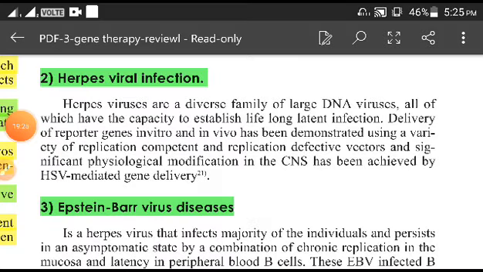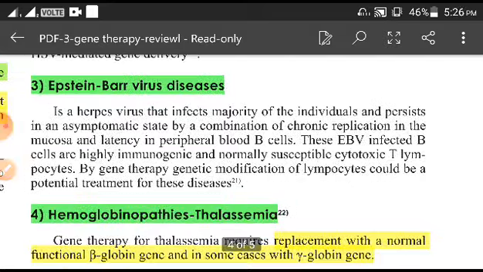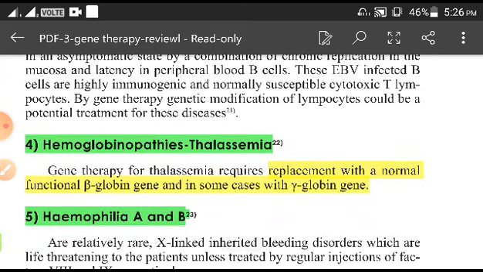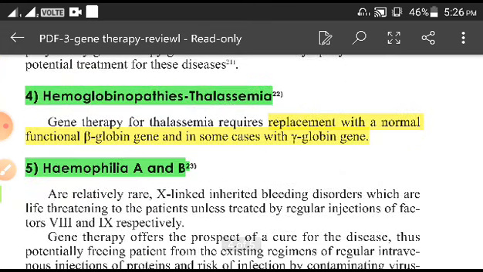So herpes viral infections, there are a lot of herpes viral infections for which we can also do this treatment. Epstein-Barr virus diseases are also there. Hemoglobinopathies or thalassemia is one of the targeted diseases. Replacement with the normal functional beta globin gene, and in some cases with the gamma globin gene.